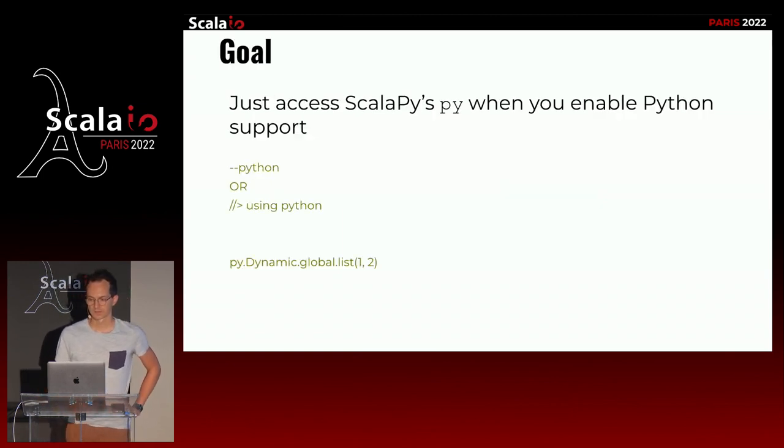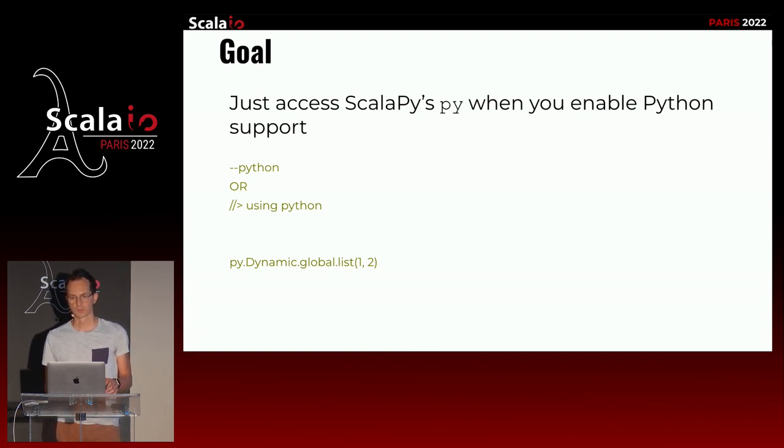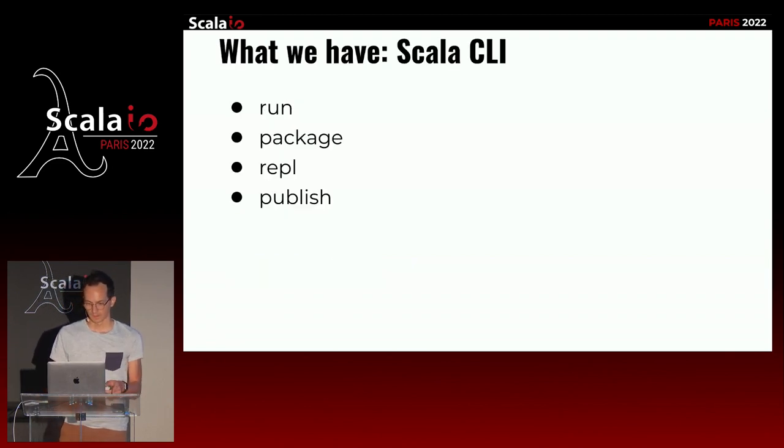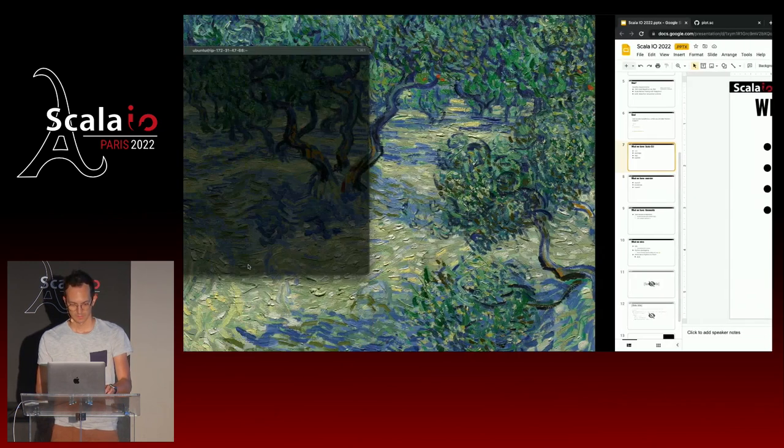Before I start to actually show you things, my goal in what I'm going to show you has been to make things like this work. That is, the idea is I want to just pass a flag to tools or enable things using a directive here using Python. And with just this flag, I want to allow users to call the Py object here that ScalaPy exposes. So I just want to enable a flag, and then I want to call things on this Py object to call Python libraries that are installed on my machine. So first, I'm going to show you how this works in Scala CLI. Okay, so demo time.